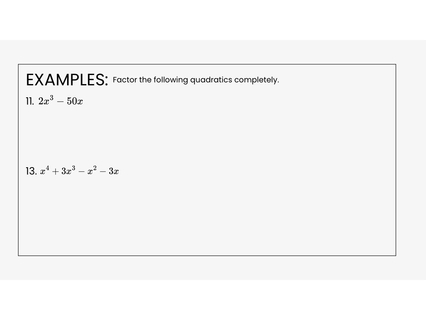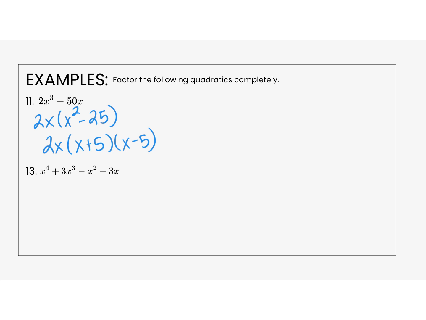Okay, we're going to jump ahead to number 11. So when I look at 11, first thing I should notice is I have two terms, but it's not a difference of squares yet, because x to the third is not a perfect square. But we always need to start with that GCF. So if we look at that, we can take a 2x out of both, and then I'm left with x squared minus 25, which is a difference of squares. So that goes 2x, x plus 5, x minus 5.